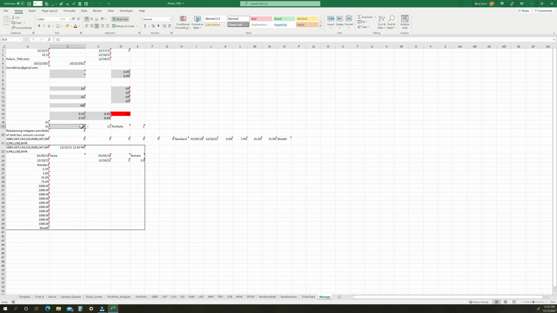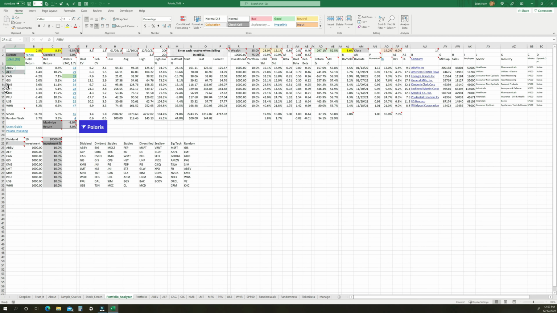Now we just maximized the portfolio rebalance return, but on the managed worksheet you can select an alternate cell in that column C to maximize. Namely, you can maximize the rebalance return of a specific ticker.